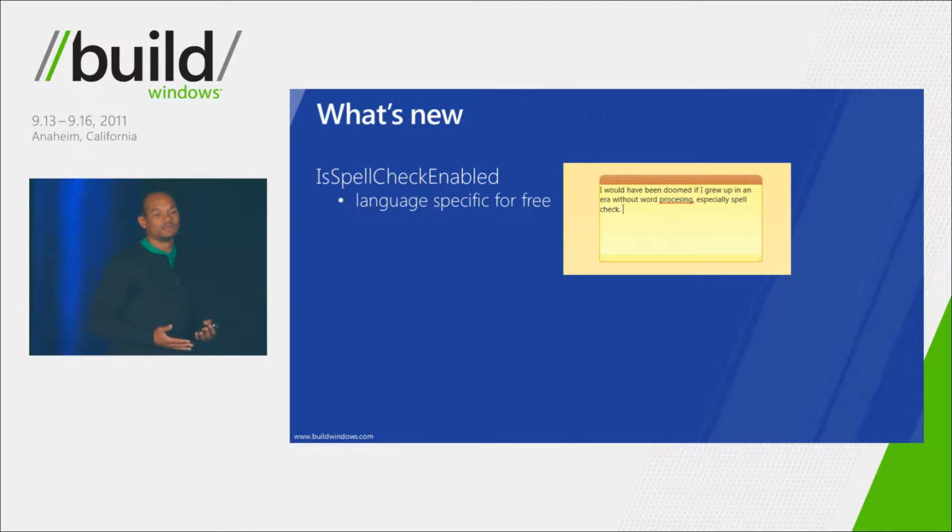What's even better is that the spell checking feature is language specific for free. So our controls will look at the layout of the keyboard that the user is typing with and then choose a dictionary to do spell checking with accordingly. So if the user is using an English keyboard, then we'll use an English dictionary for spell checking. And if the user is using a Spanish keyboard, we'll use a Spanish dictionary for spell checking. And this is all for free. Spell checking is off by default on TextBox, but it can easily be enabled with the IsSpellCheckEnabled property.